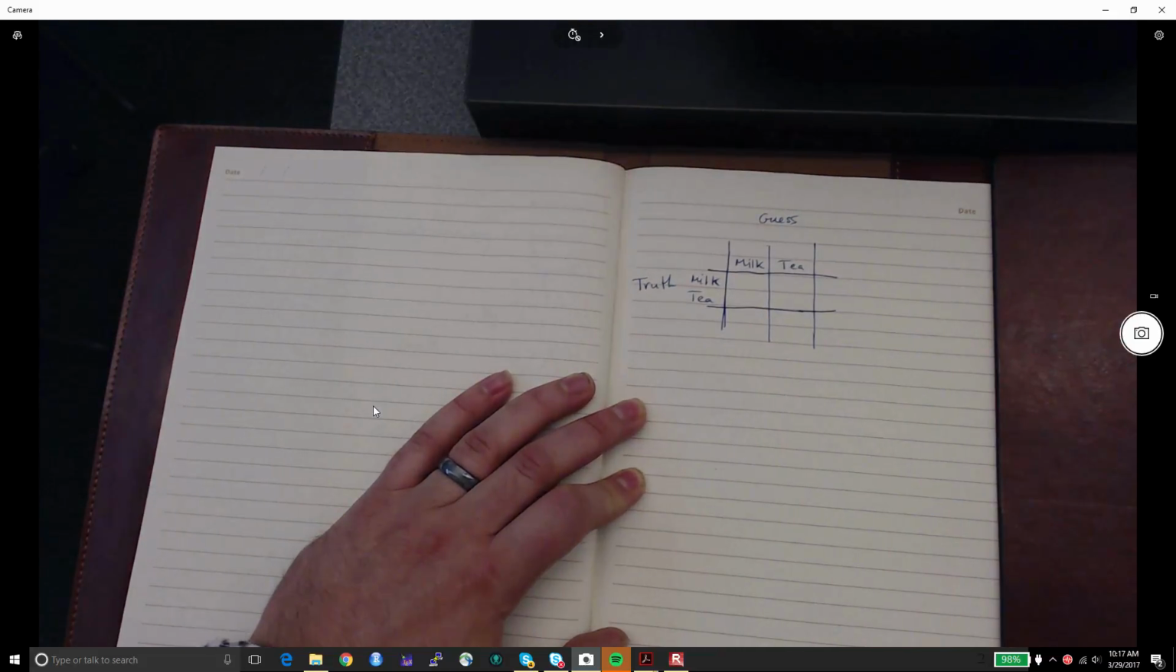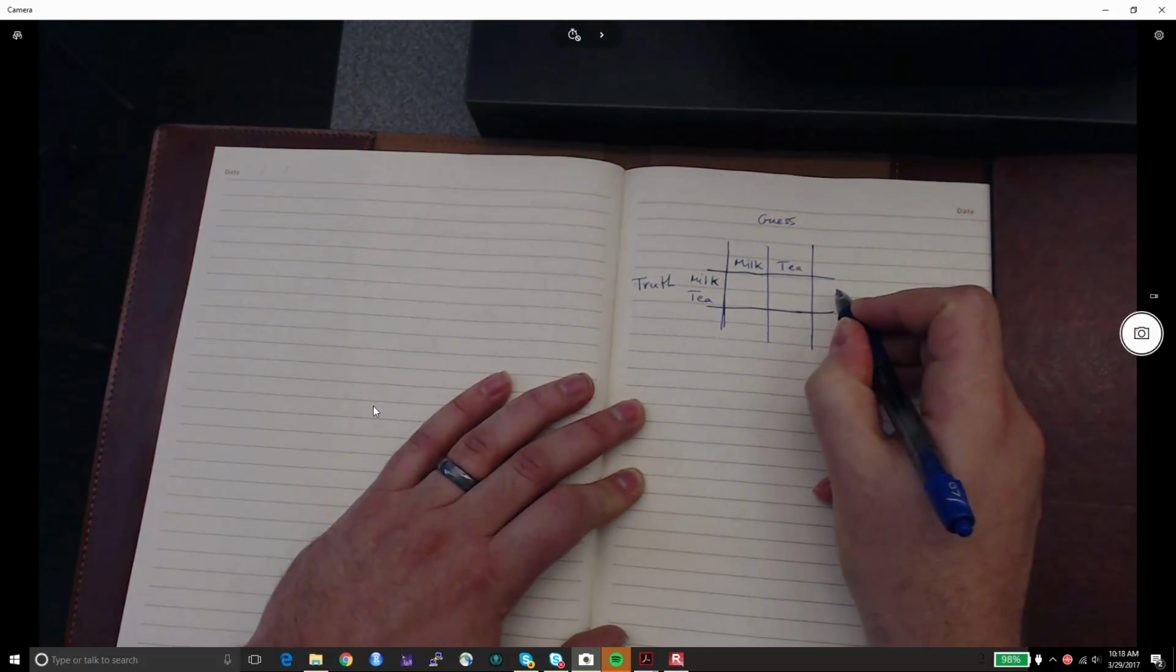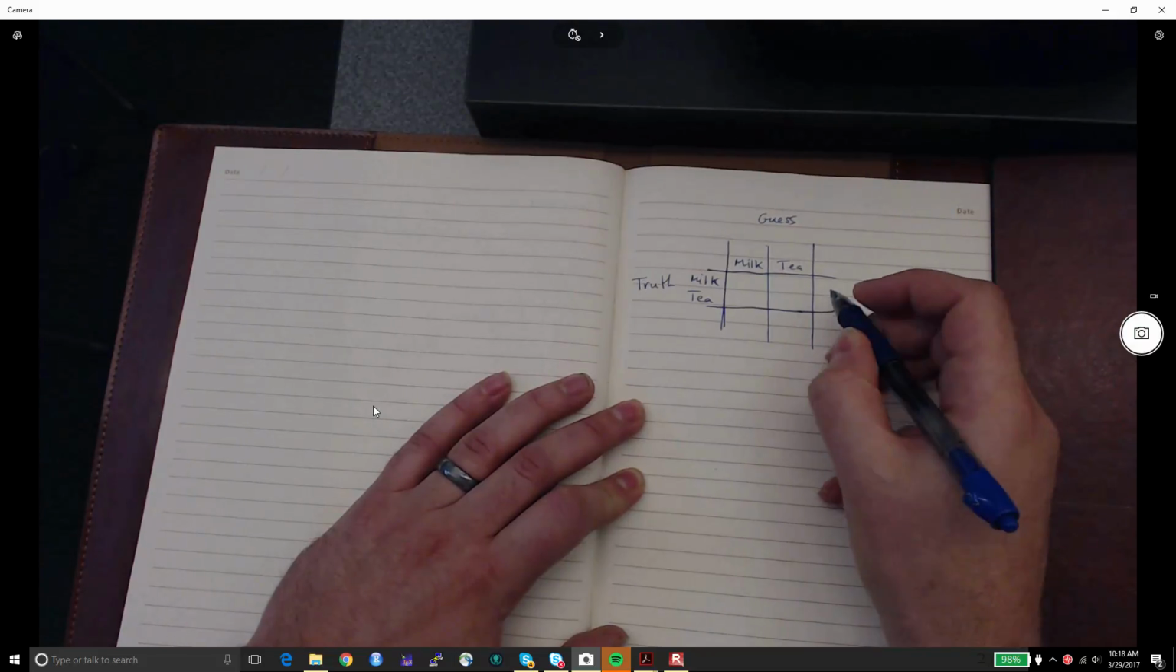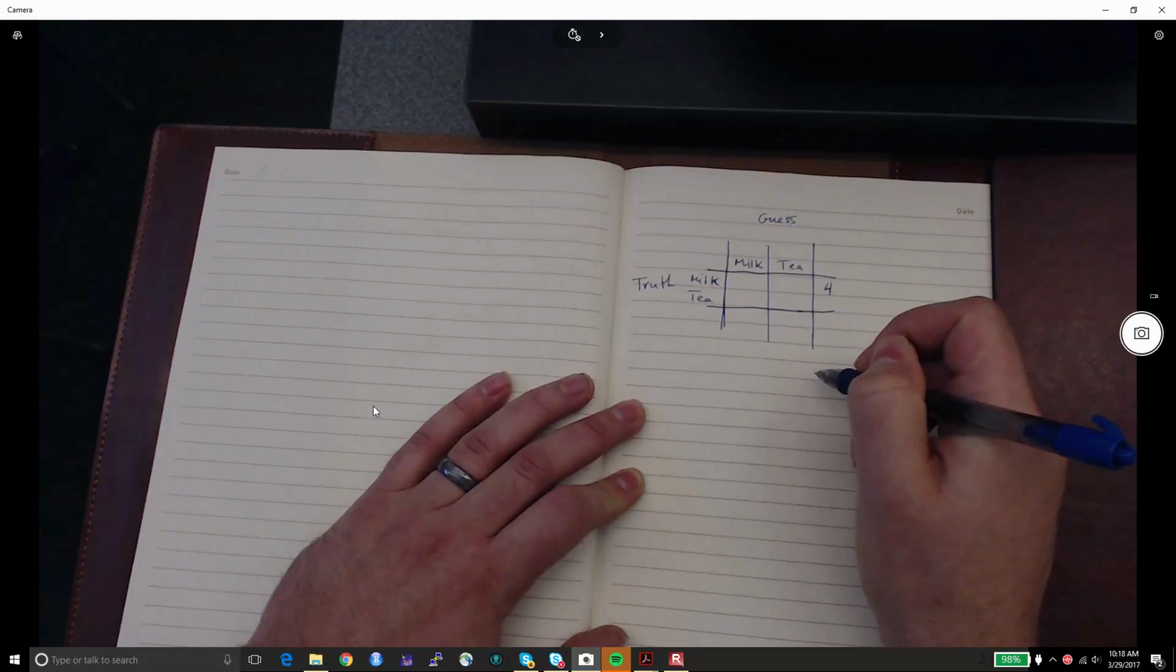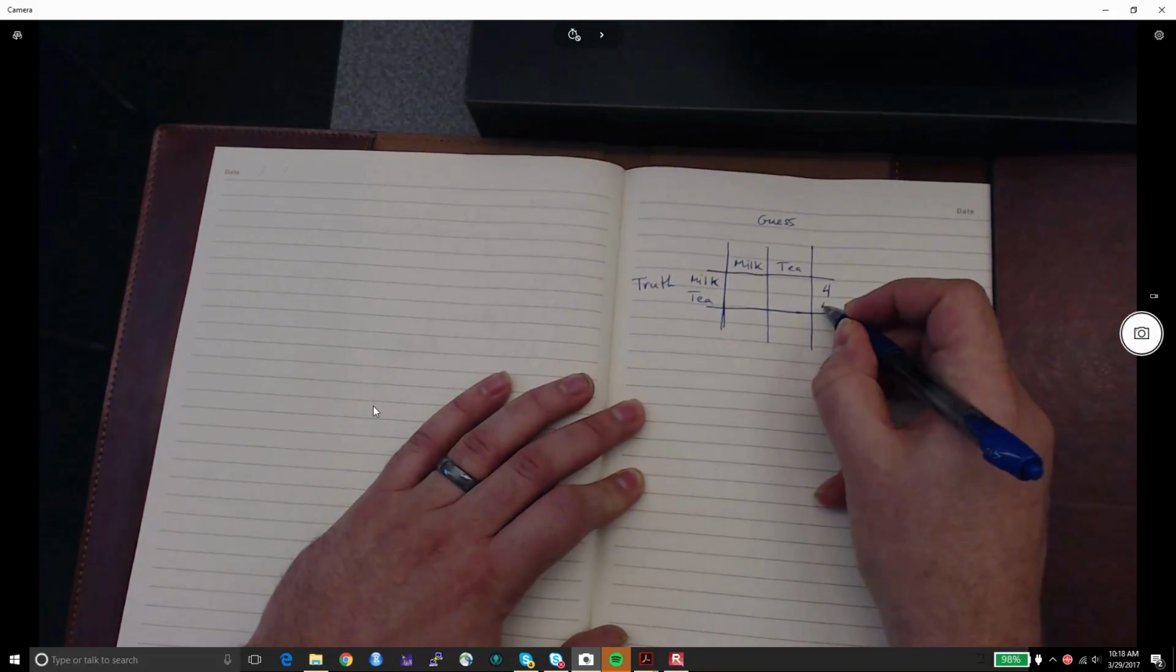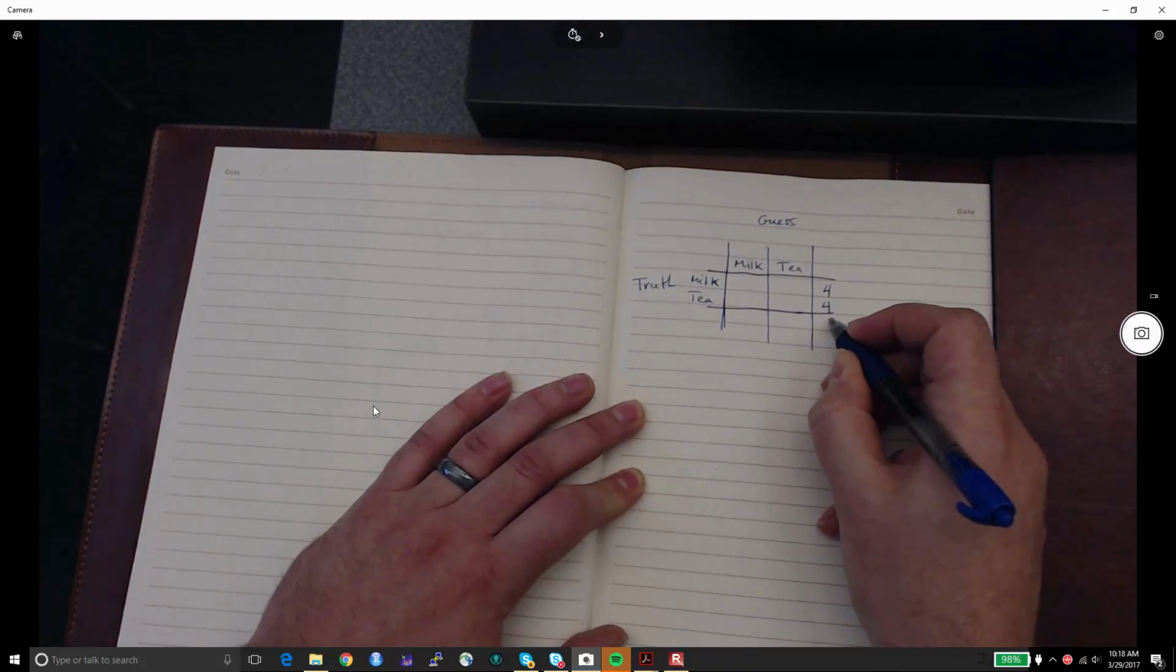Okay, so a couple of things to note about this. Never mind the entries in the table, let's think about the margins of the table first of all. So what will the margins be here for the truth rows? What's the total number of cups prepared with milk first? 4, right? And what's the total number prepared with tea first? Also 4, because we said that there are 8 total.